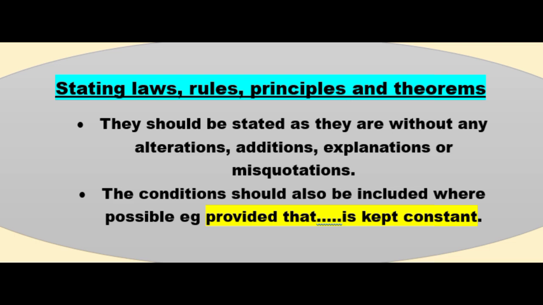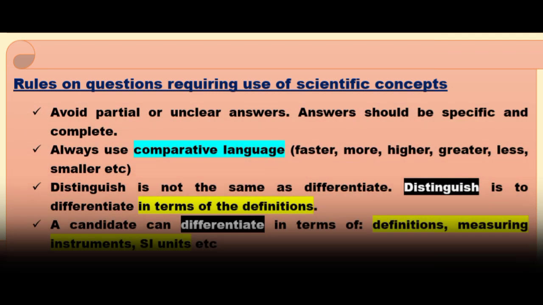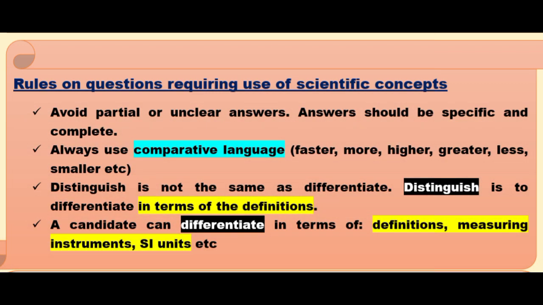Then we go to the next part, that is rules on questions requiring use of scientific concepts. Avoid partial or unclear answers. Answers should be specific and complete. Partial or unclear answers should be avoided. In other words, you should give clear and complete statements, scientific statements.